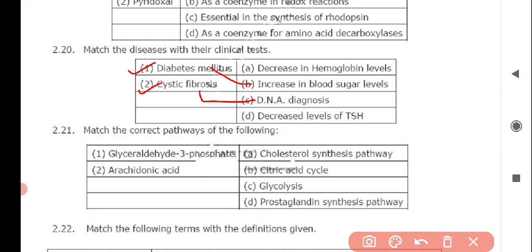Now coming to next question, that is match the correct pathways of the following. Option 1 is glyceraldehyde 3-phosphate, and for this the correct answer is option C, glycolysis. And for the second option, that is arachidonic acid, the correct answer is option D, that is prostaglandin synthesis pathway.